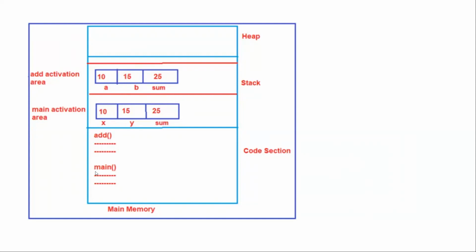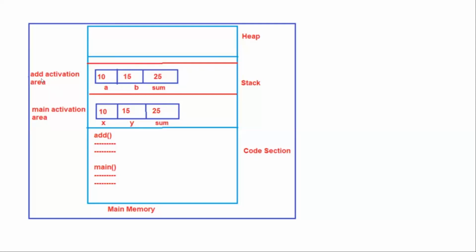In the main method, we have variables X and Y. Once the main method is initiated, it creates a separate activation area within the stack memory. The main method has three variables, X, Y, and sum. And we declared X value as 10, Y value as 15. Then within the main method, you are invoking the add method. So when you invoke the add method, the control comes to the add method, and internally one more activation area gets created for add.